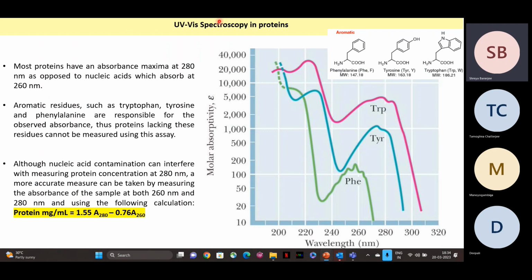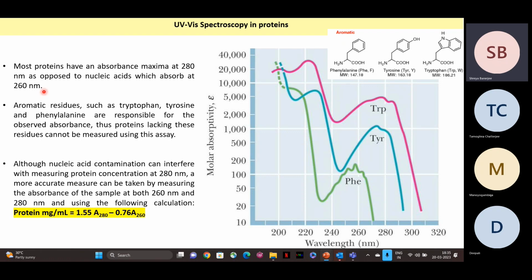UV visible spectroscopy in proteins mainly arises due to the three aromatic amino acids. Most proteins have absorbance at 280 nanometer, compared to nucleic acids, which absorb at 260 nanometer. The reason for this absorption in proteins is the three aromatic amino acids: phenylalanine, tyrosine, and tryptophan. So proteins which lack aromatic amino acids cannot be observed by UV visible spectroscopy, because it is only these amino acids which give the UV visible spectrum.